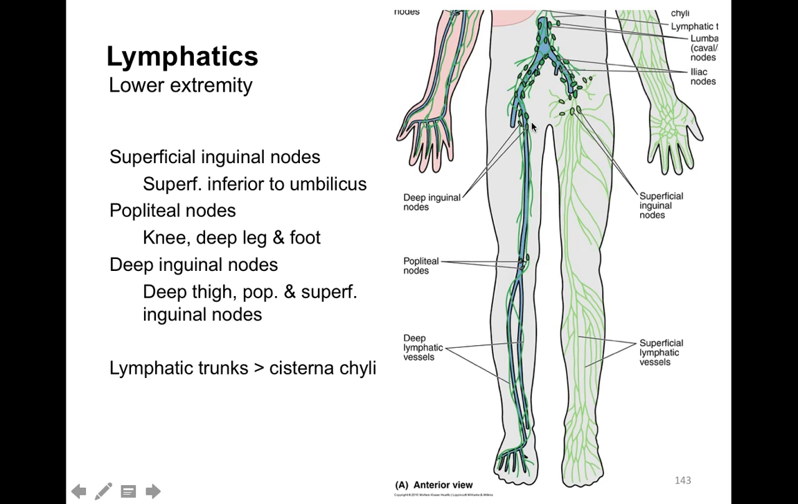Deep inguinal nodes will receive lymph from the deep thigh, as well as the superficial inguinal nodes draining into deep inguinal nodes. And the popliteal nodes will also drain into the deep inguinal nodes. So both of these systems exist on both sides of the body. They're just drawn separately for the sake of simplicity. Ultimately, the deep inguinal nodes will give rise to lymphatic trunks, which will drain into cisterna chyli. One lymphatic trunk for each lower extremity.